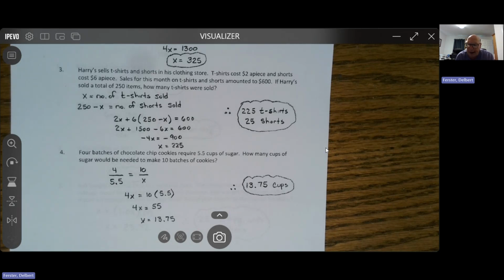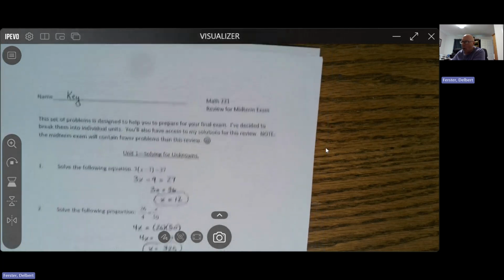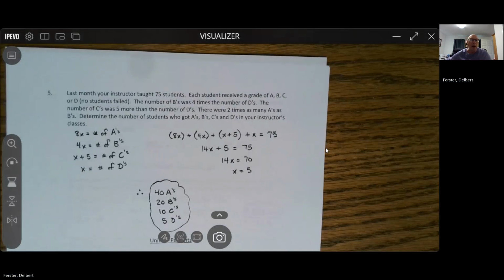This time not as pretty an answer as the previous ones. Divide by 4 to solve for x, coming in at 13.75. So to make those 10 batches of cookies, it would take 13.75 cups of sugar. All right, that takes care of 4. Let's flip it over and go for 5.